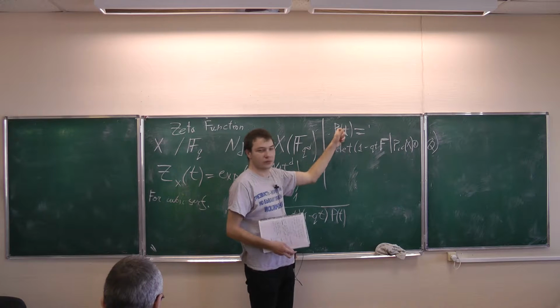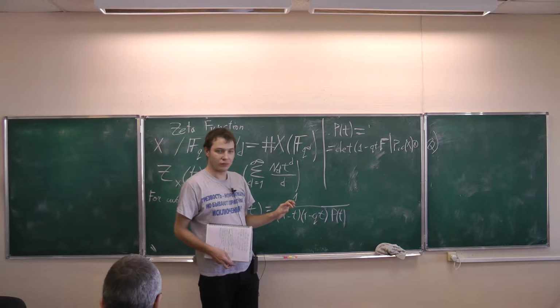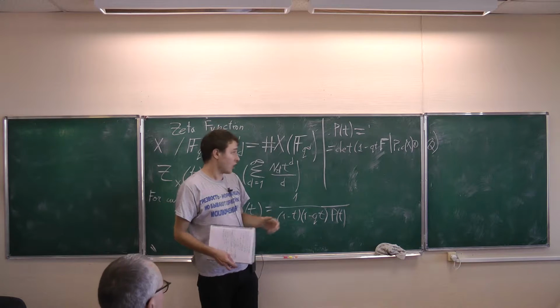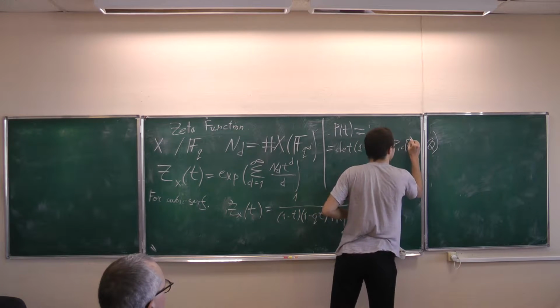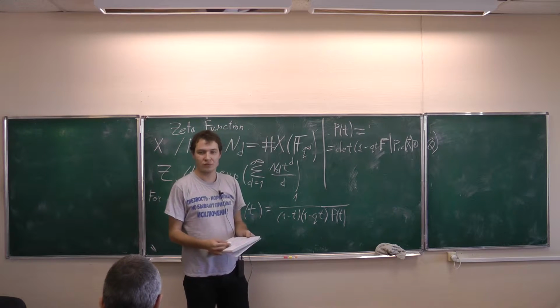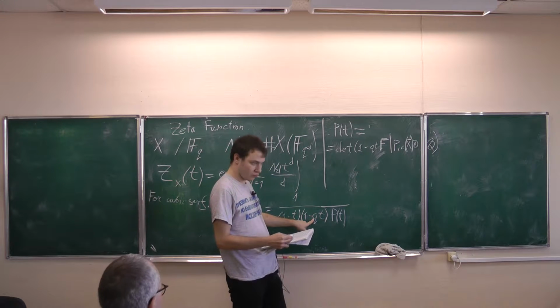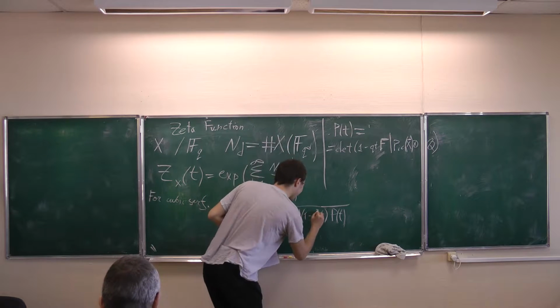It should be the Picard group of the base change, right? It should be the geometric Picard group, not just Pic of X, but Pic of X over Q bar. Yes, of course. Q squared here? Yes, sorry.